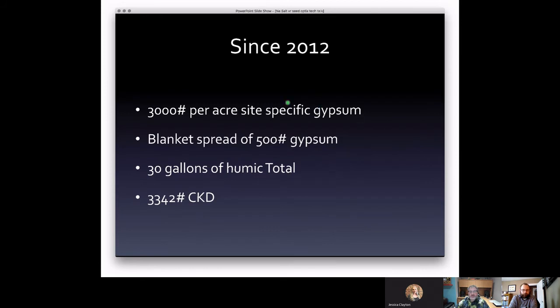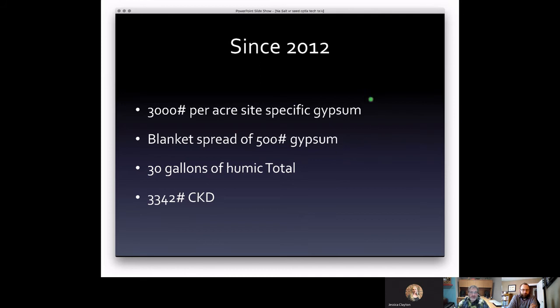Well, the grower, with the literature that he had at the time and trying to understand things, site-specific put 3,000 pounds an acre on gypsum of the worst spots. He did a blanket spread of 500 pounds of gypsum, which you would think, hey, this is a good thing. But when you look at what the combination of these did, it lowered his soil calcium, lowered his magnesium to a deficiency, and lowered his pH and sent it the wrong way.